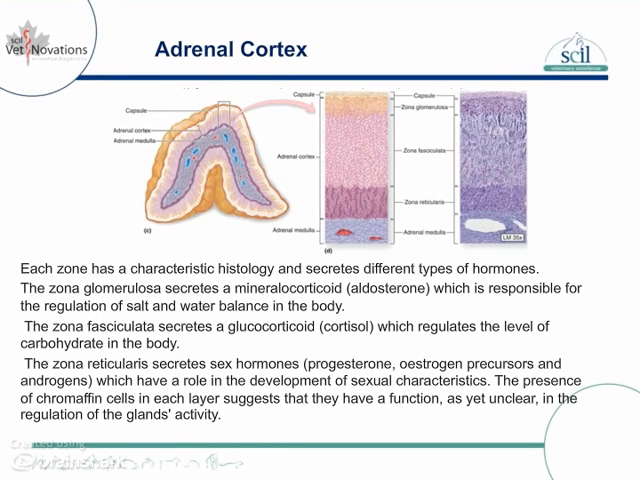The adrenal cortex, or hypoechoic area of the adrenal gland, is made up of three histologically different zones. Each zone secretes a different set of hormones responsible for different functions in the body. The zona glomerulosa, or outermost layer, secretes a mineralocorticoid, aldosterone, which is responsible for the regulation of salt and water balance in the body. The zona fasciculata, or middle layer, secretes glucocorticoids or cortisol, which are considered the stress hormones of the body. The zona reticularis, or the innermost cortical layer, secretes sex hormones such as progesterone, estrogen, and androgens.